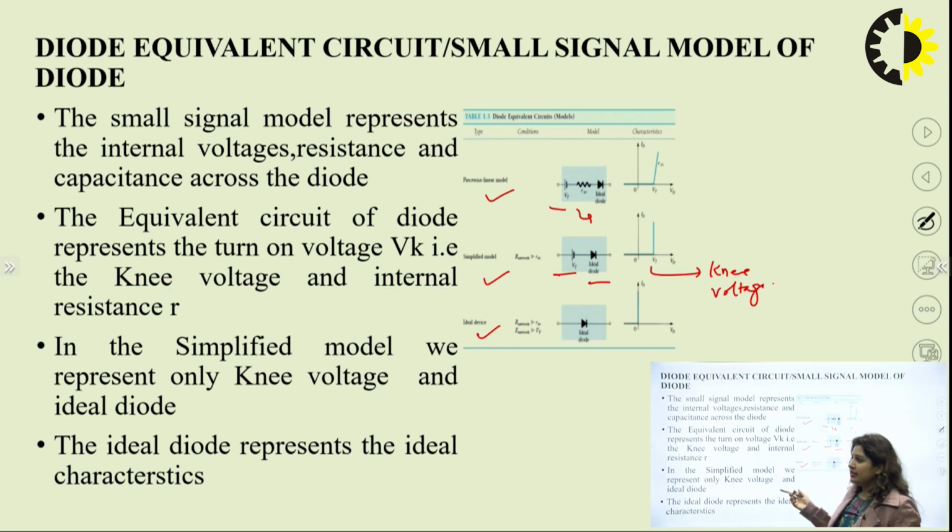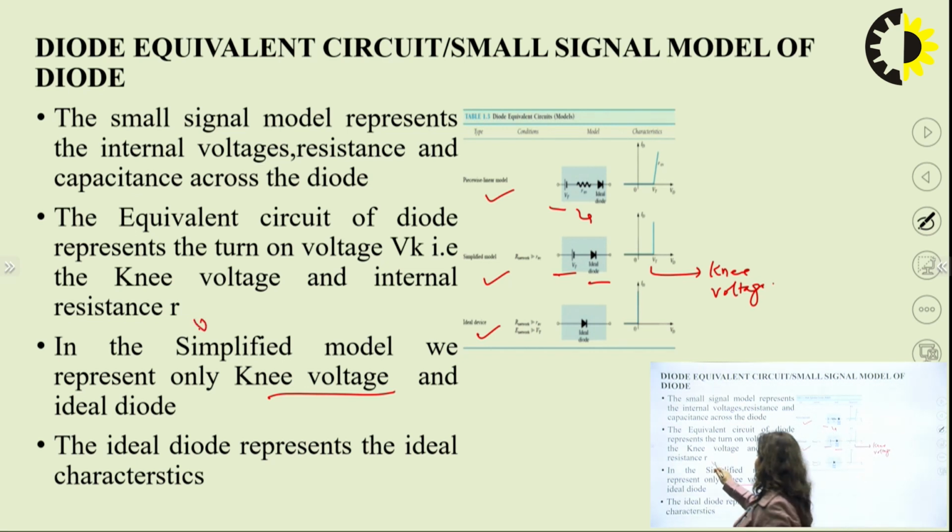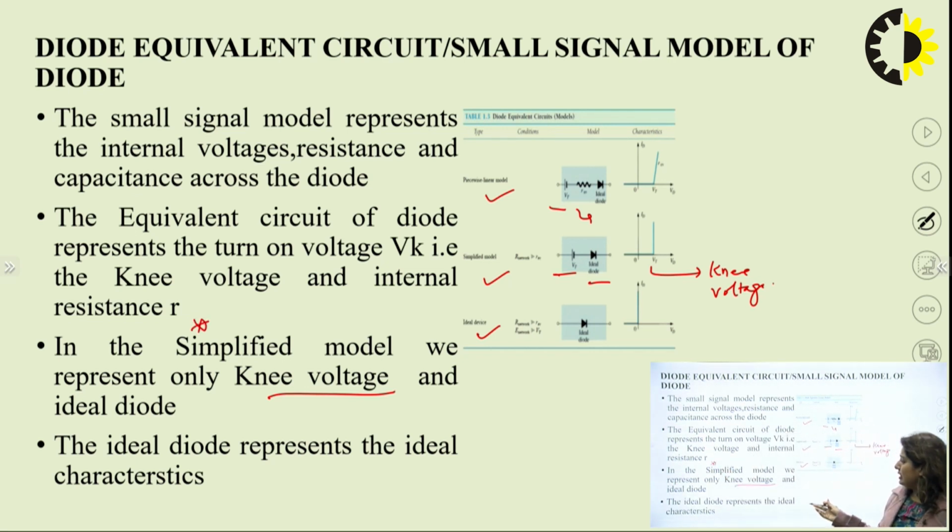In the ideal condition, we have only the diode; it doesn't have any knee voltage or resistance. So whenever you put a voltage just 0.1 volt or so above 0 volts, it shows a sharp change in the current. In the simplified model, we represent only the knee voltage, which is a very important point, and the ideal diode represents the ideal characteristic. What is the ideal characteristic? The current will increase automatically when you apply a voltage. It doesn't require the voltage to cross the knee voltage point.